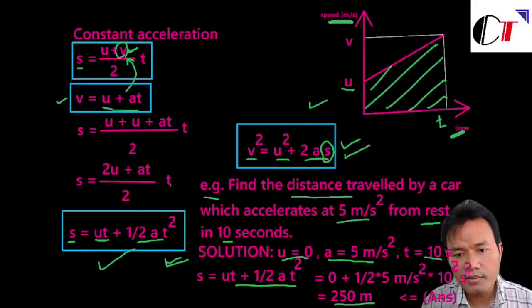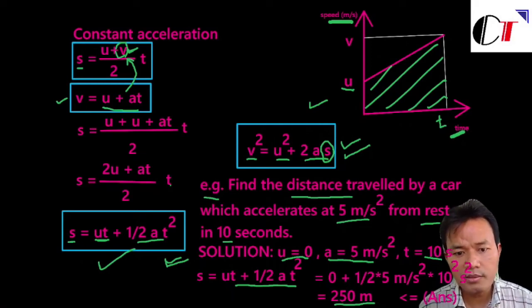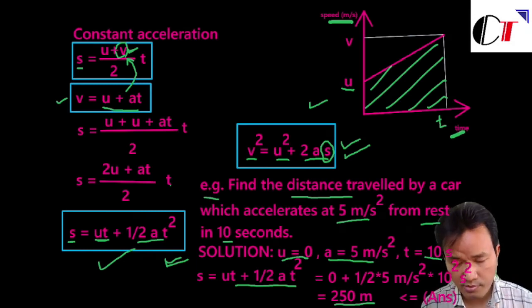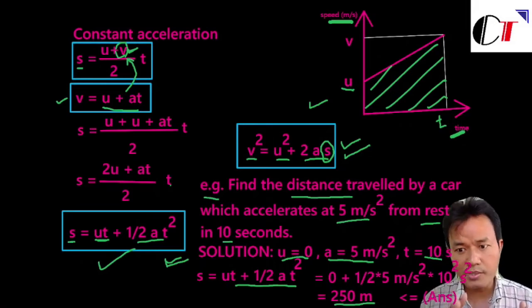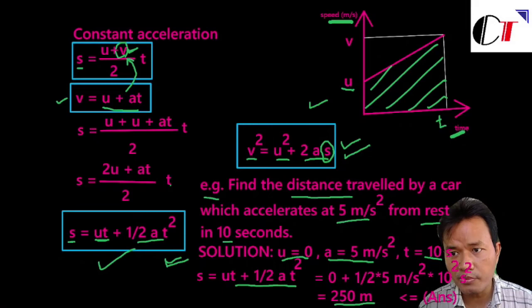So in this example, you are asked to find the distance traveled by a car which accelerates at 5 meters per second square from rest in 10 seconds. So if you try to look at the given parameters, we know the car is accelerating at constant acceleration because the acceleration, 5 meters per second square, is just a constant, it does not change. And you are asked to find the total distance traveled, and the car just started from rest. So this means the initial velocity is 0.